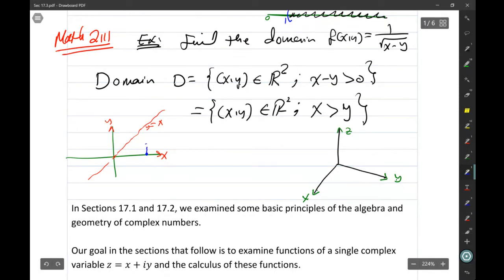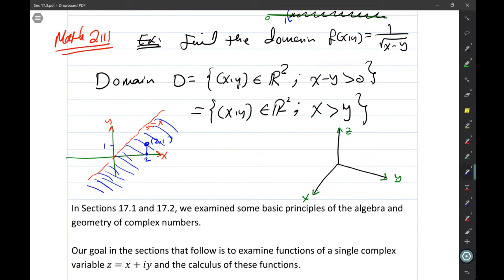Any point located here, for example, 2, 1. So this one here, the x coordinate is bigger than y. So this domain, when x is greater than y, it will be located here, in this part.